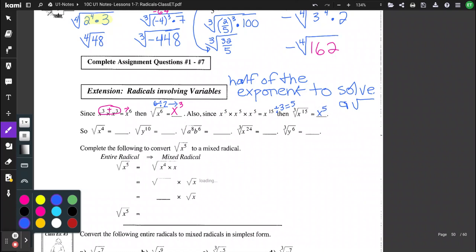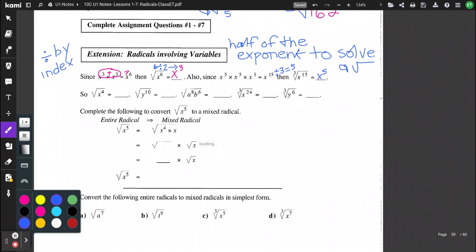So you take half of the exponent to divide a root. You divide by 3. So you're basically dividing by the index. And that means taking it out of the root sign. So if you want to solve a root, you're dividing by the index.